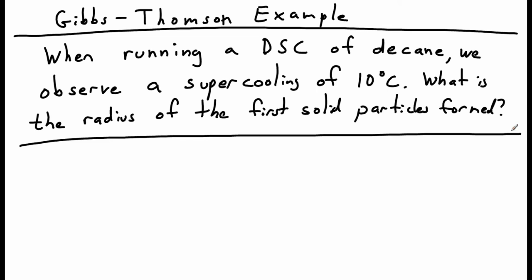Let's do an example of the Gibbs-Thompson equation. So we run a DSC and we notice that on our DSC the melting points and the freezing points are offset by about 10 degrees C. So the question is, what was the radius of those decane particles?